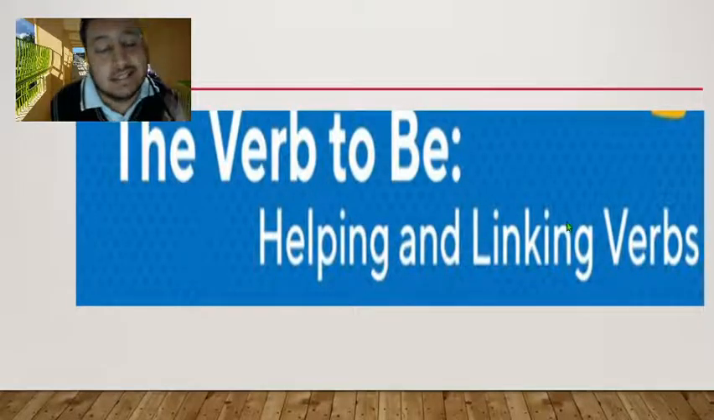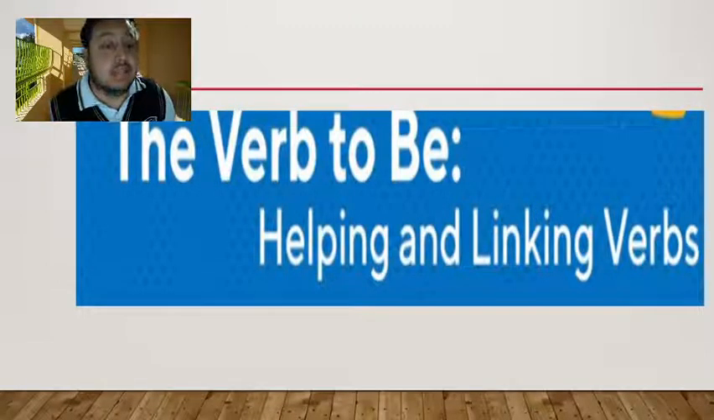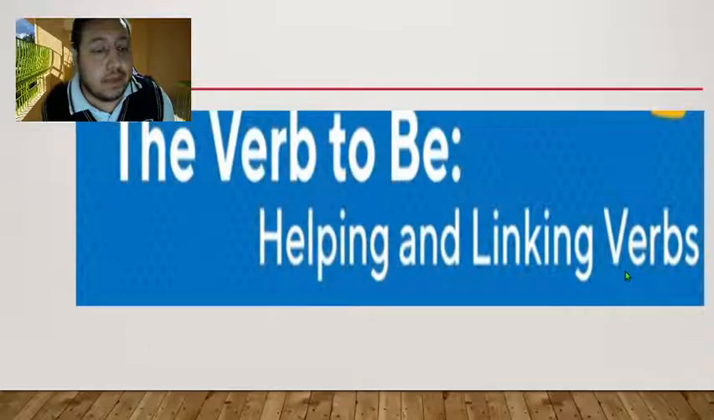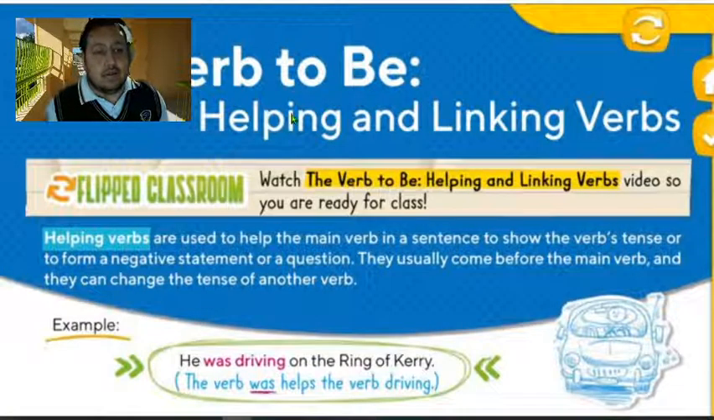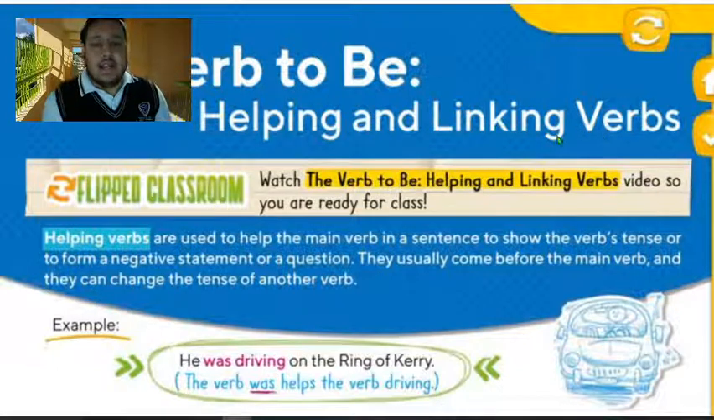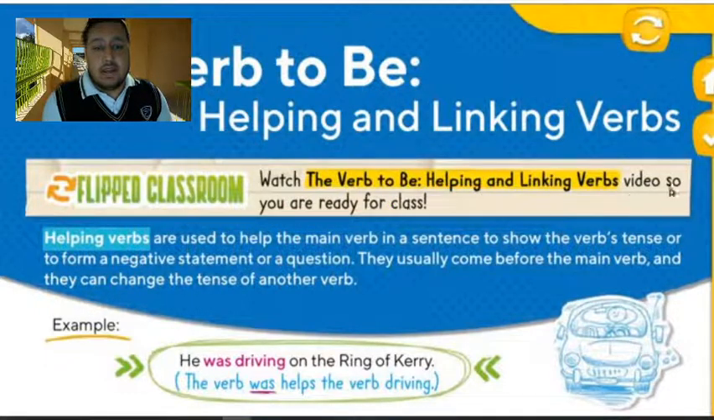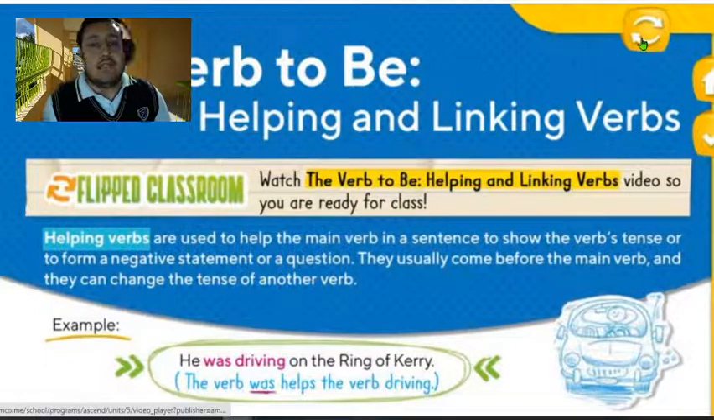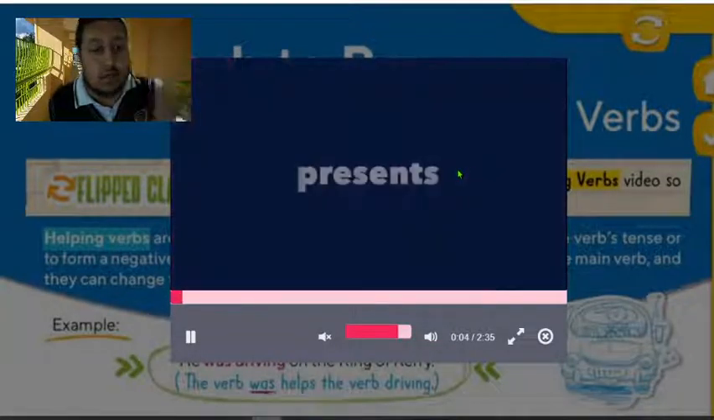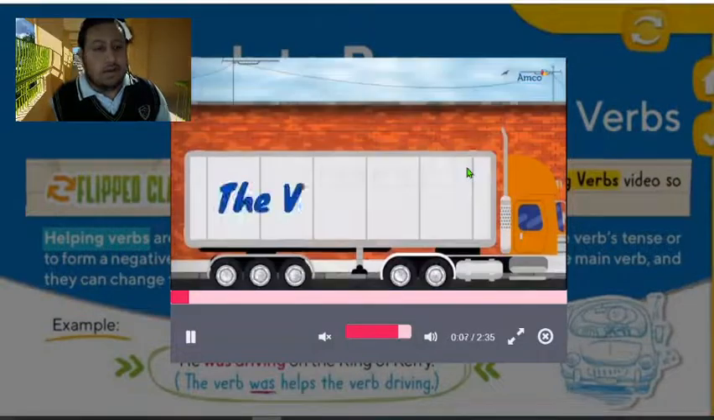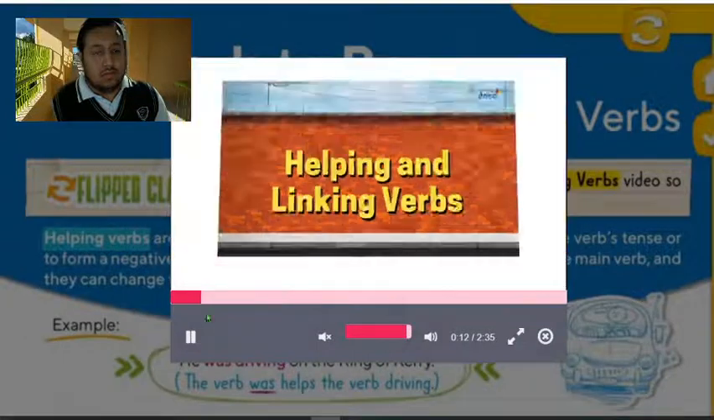But let's continue. The next activity of today, guys, is going to be the same, the verb to be, but using it as helping and linking verb, right? Let's see what this is about. To be, helping, and linking verb. It says here, flipped classroom. Watch the video to be helping and linking verbs video so you're ready for the class. Let's watch this video. Pay attention, guys, here. The verb to be. Helping and linking verbs.